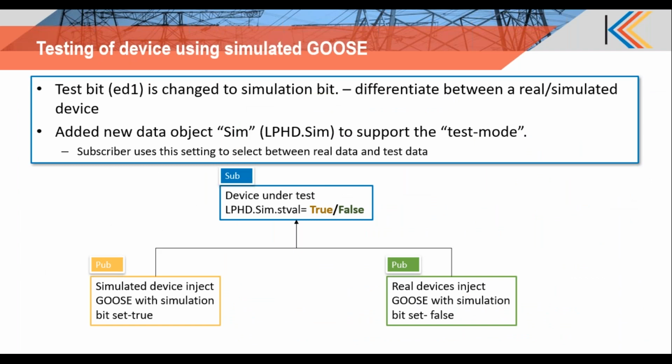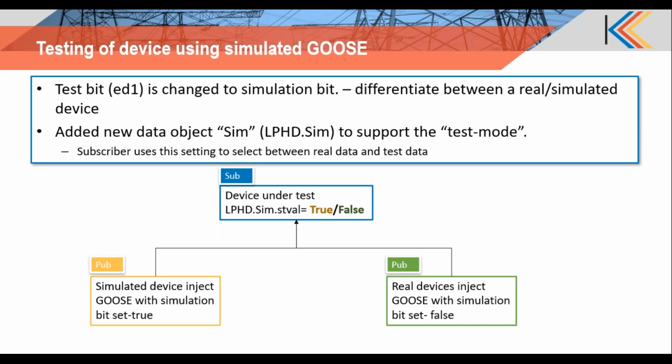Another major change, it's not actually a major change, but even though it's a small change, there are a lot of new test cases associated with it. That's why I have kept it as a separate slide here. So that's regarding the Goose simulation. All of you might be knowing this. In edition 1, we had something called a simulation bit in every Goose message. So whenever the Goose is in simulation mode, that simulation bit will be set.